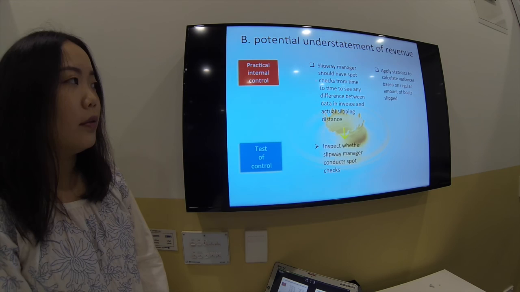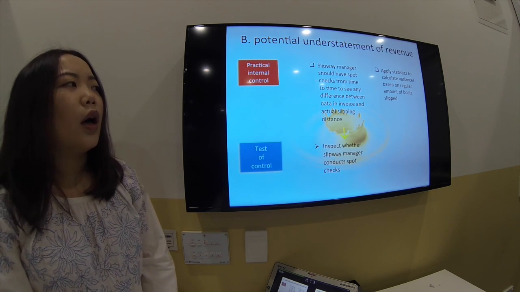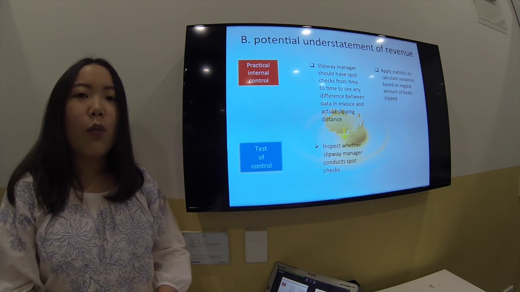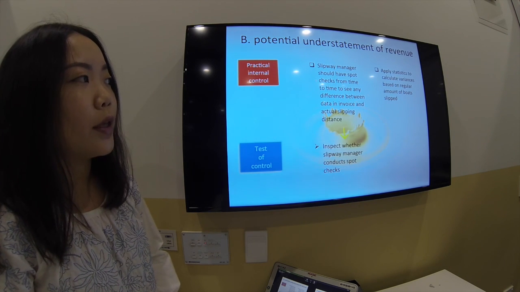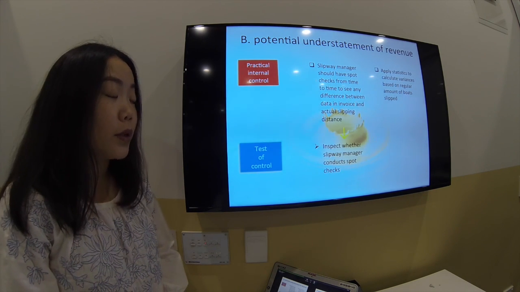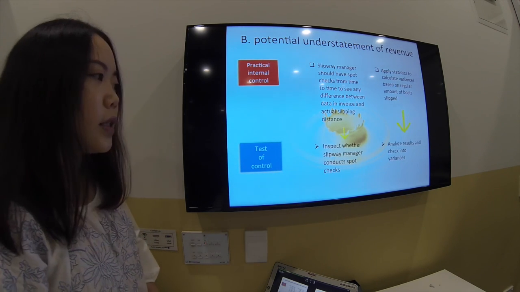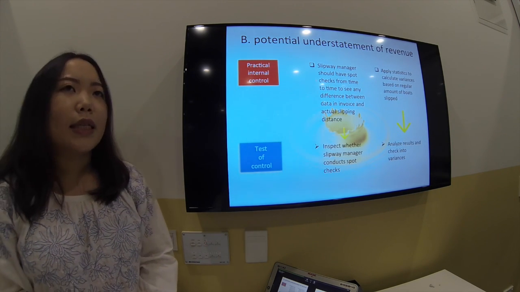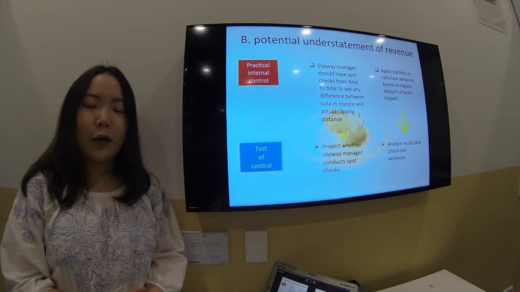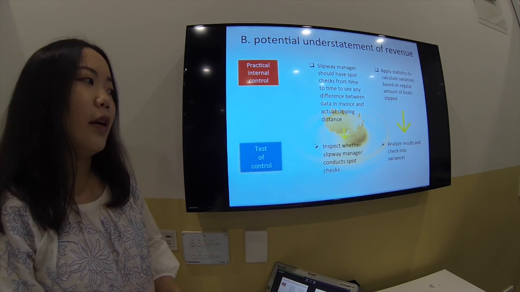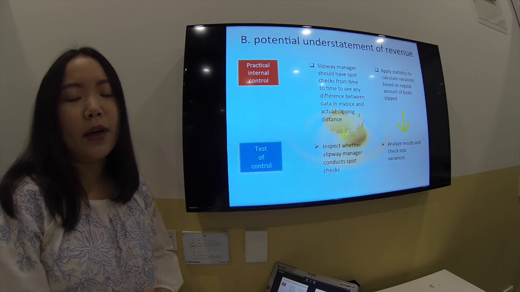Then the next control that pops into my head is more technical, which is applying statistics to calculate variances based on the regular amount of flow slip. To test this control, the business can apply some statistics software like Gritto or something else to analyze results and check into those variances.